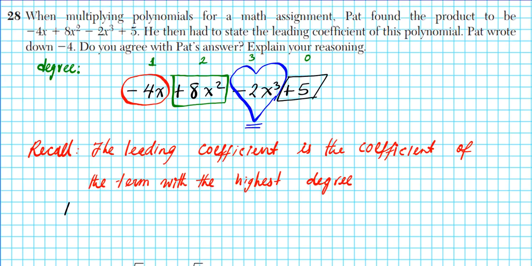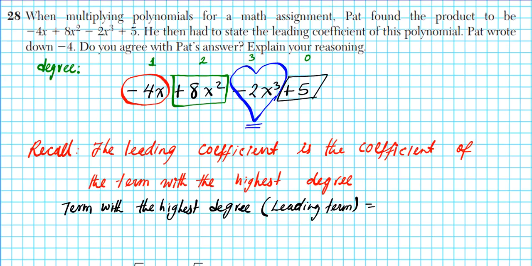So the term with the highest degree, also known as the leading term, is what? Negative 2x to the third. So what can we conclude? We can automatically conclude that the leading coefficient is the constant in front of that variable with the highest degree. The leading coefficient of this polynomial expression is -2.